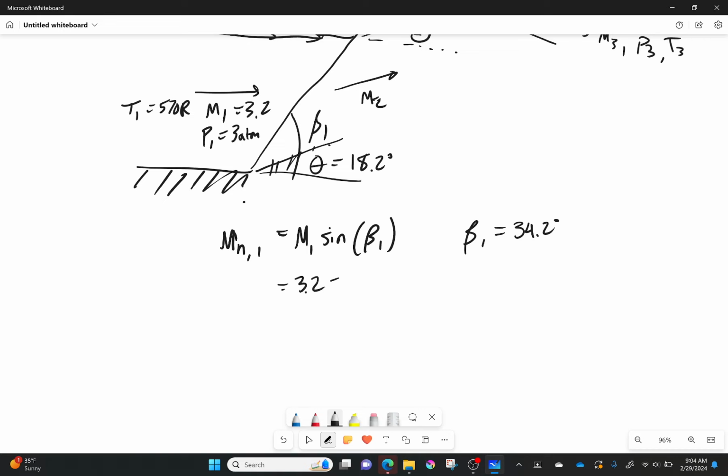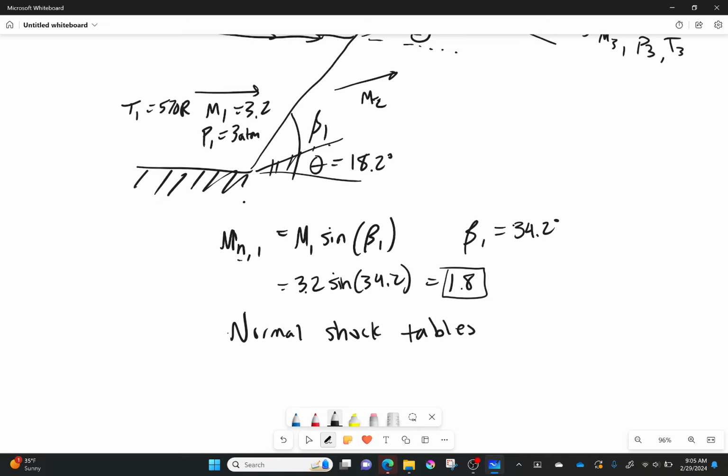So let's plug this in: 3.2 sine of 34.2. And that comes out to be equal to 1.8. So I've got that first normal Mach number. Now, where do we go? Well, we have a normal Mach number, which means we're no longer looking at this as an oblique shock, so we're going to go to the normal shock tables, which in this particular textbook is Appendix B. So let's jump over there right now.